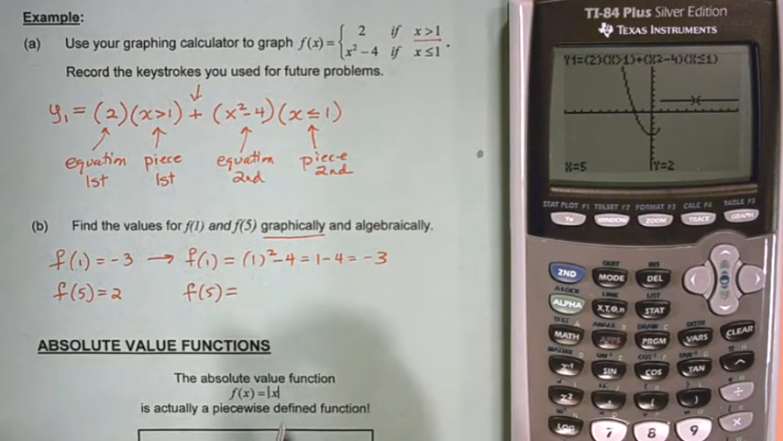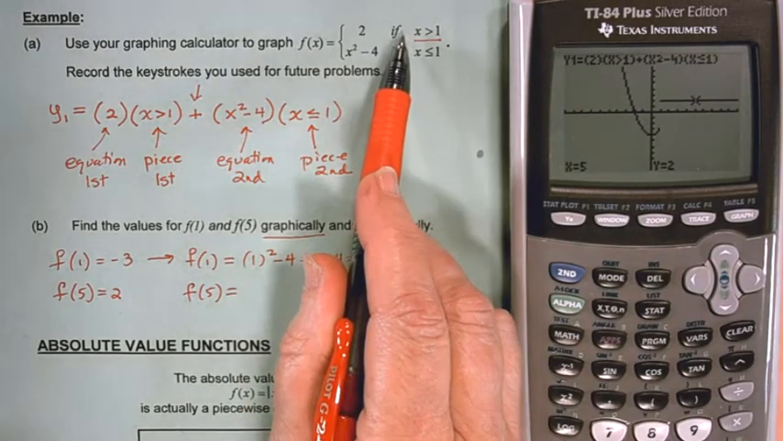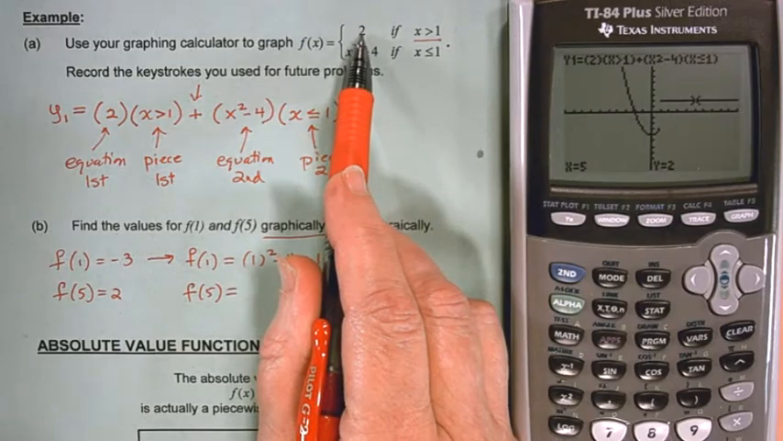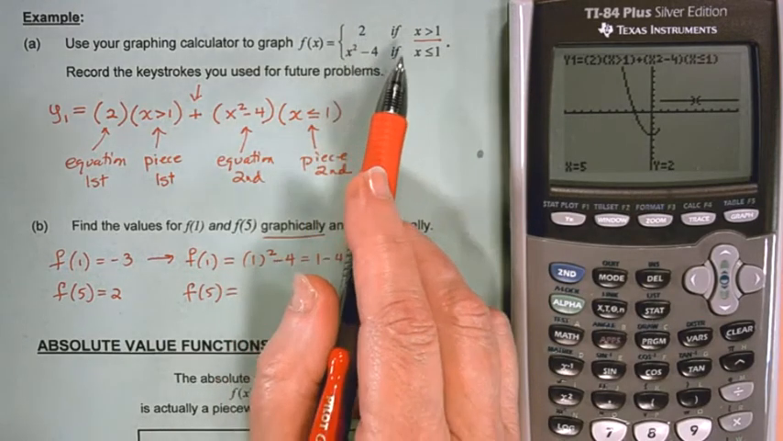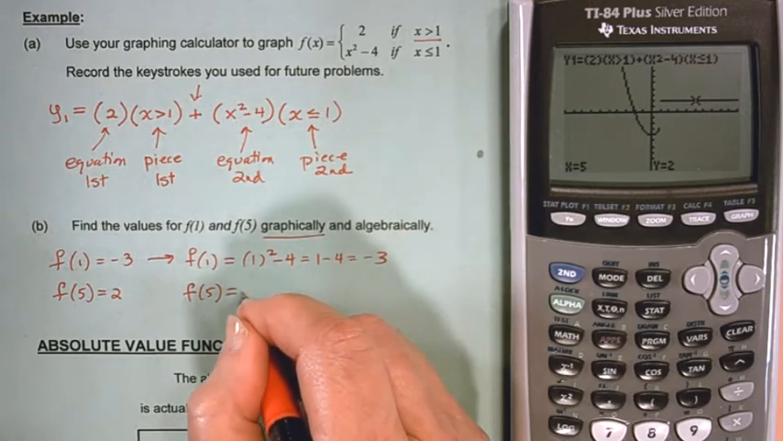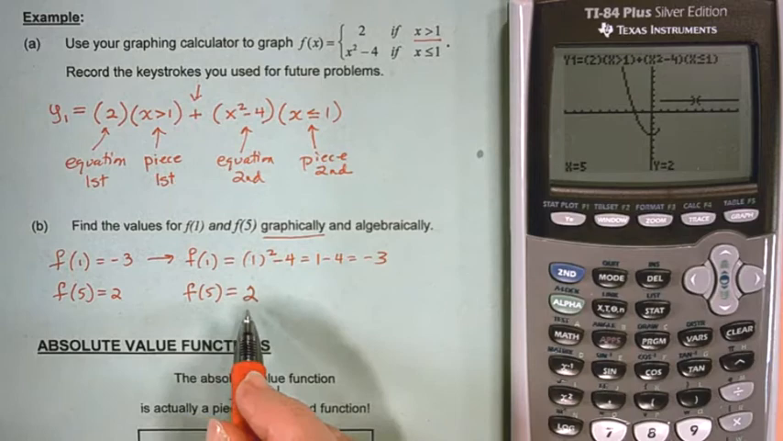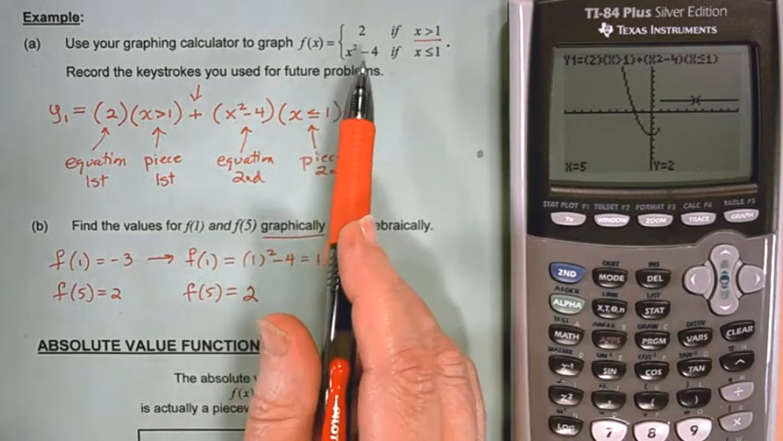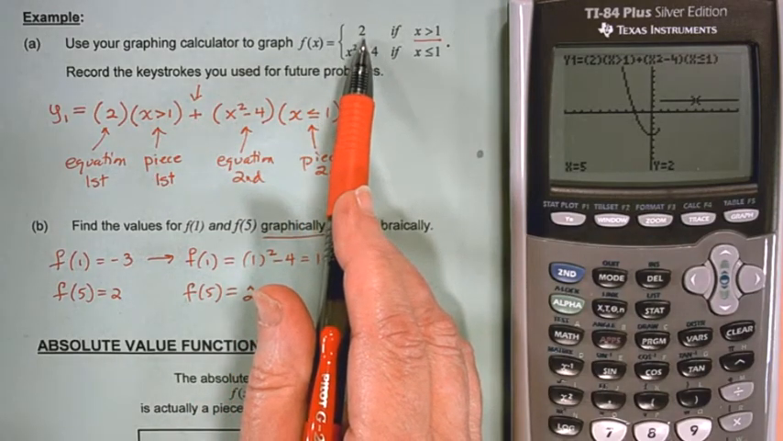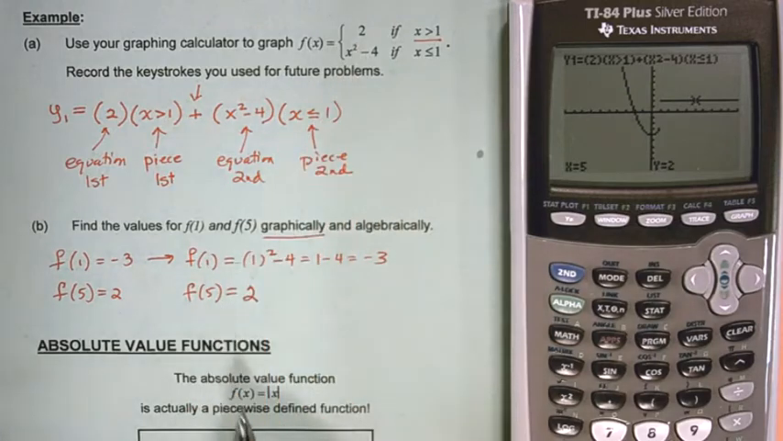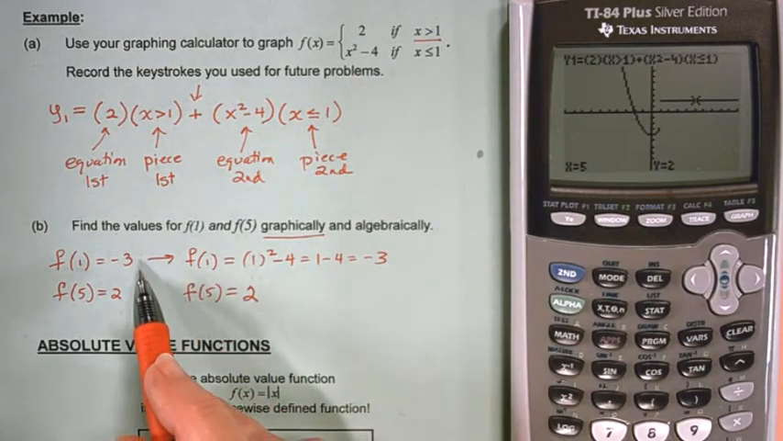f of 5 requires us to use the first equation. And remember, when your expression has no value of x, it's always going to be 2 no matter what the value of x. So f of 5 is just 2. f of 6 would also have been 2. Just remember that when you have no x there, the answer is always just that number. And so we agree with what the calculator told us.